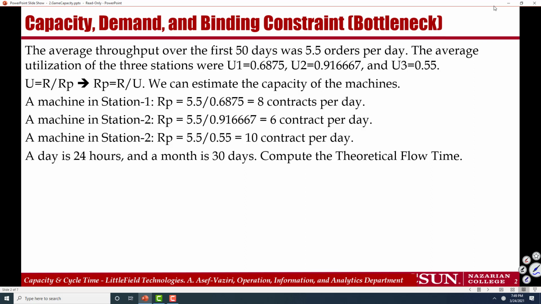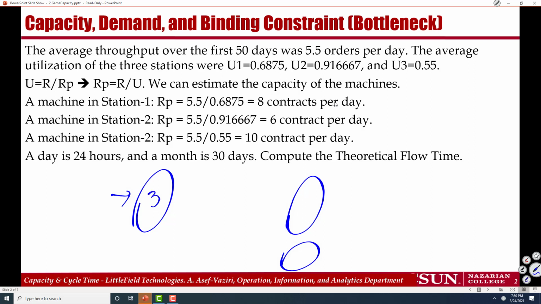No matter if I have one machine in station 1 or 100 machines, no matter if I have one machine in station 2 or 100 machines, and no matter if I have one machine in station 3 or 100 machines, when a contract arrives here, beside the time that it will stay in the waiting line, it will stay here for 3 hours. It will stay here for 2.4 hours. And it will stay here for 4 hours, but in 2 rounds.